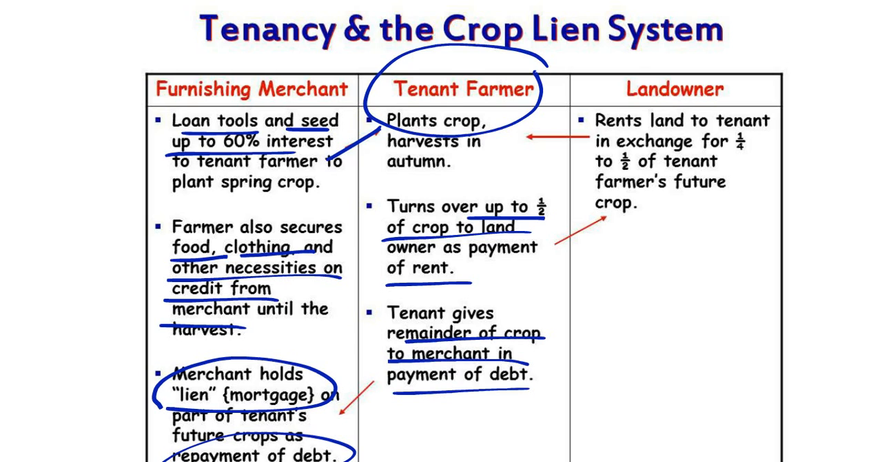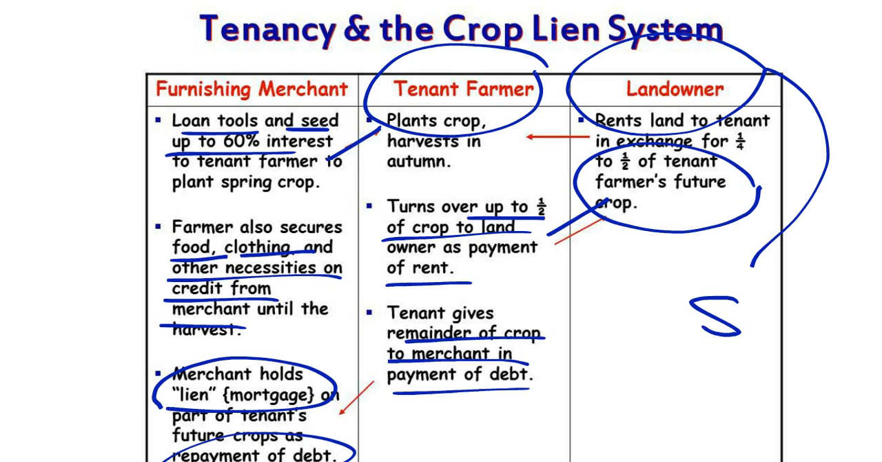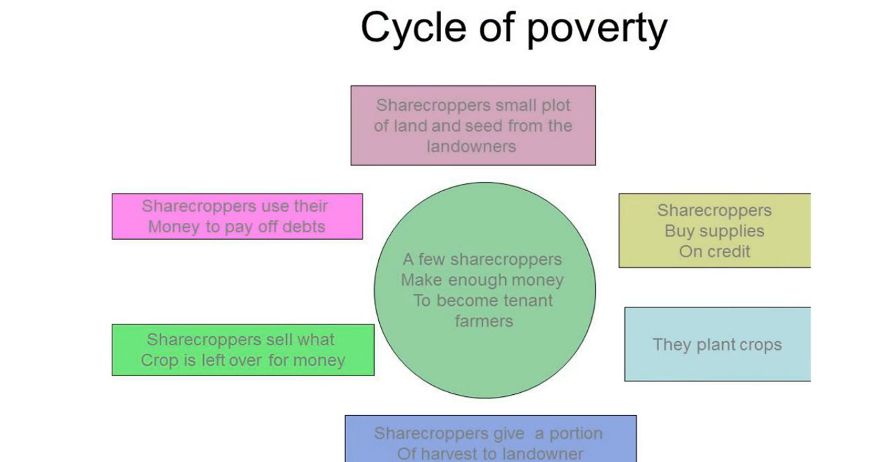And so the landowner would then rent the land to the tenant farmer in exchange for 1/4 to 1/2 of the tenant farmer's future crop. So it basically was, oh, I'm sorry you didn't really make any money this year, but that's okay because I'm the landowner and I can lend you the money to get you through until next year, and then you can continue to owe me. But what that did is basically create a huge debt that the sharecroppers were not able to get out from under. And so they just continued to sink deeper into debt every year.